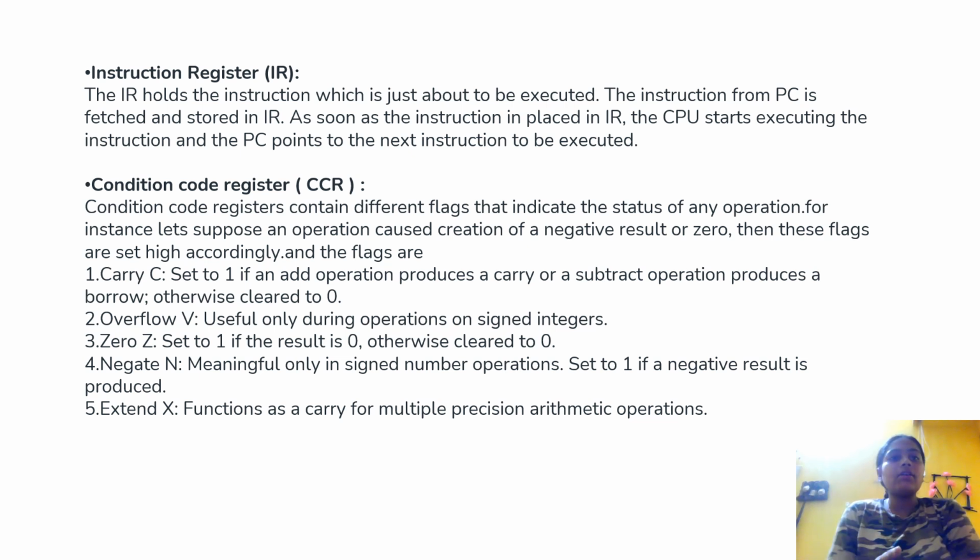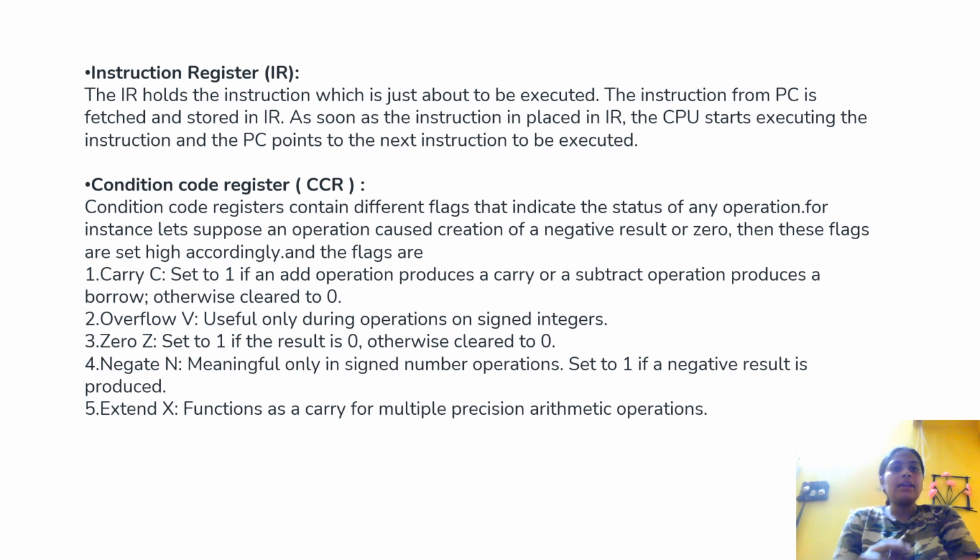Then we have 5 condition code flags. First is carry, which is represented as C. Next is overflow, which is represented as V. Next is zero, represented as Z. Negative, represented as N. Extend, that is represented as X. Let's see each one of them.